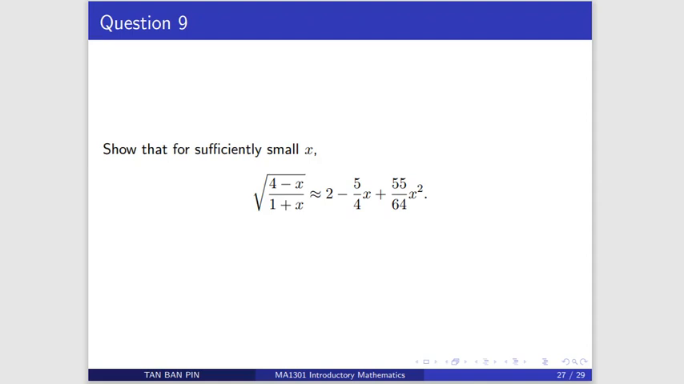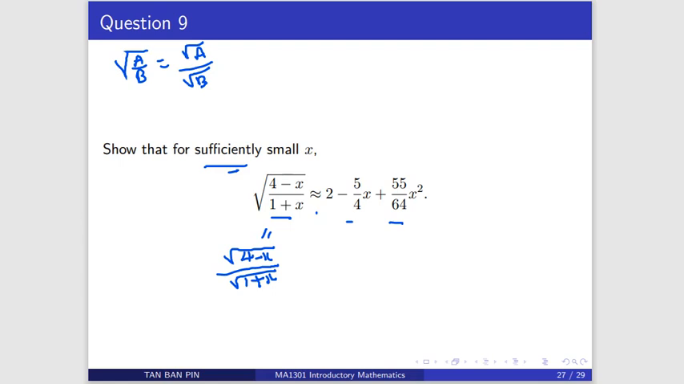In question 9, you were asked to show that for sufficiently small x, the square root of (4 minus x) over (1 plus x) can be approximated by these three terms: 2 minus 5 over 4 x plus 55 over 64 x squared. Remember, when you have the square root of a over b, you can write it as square root of a over square root of b. So you can do the same thing here. It means you write this as square root of 4 minus x over square root of 1 plus x.